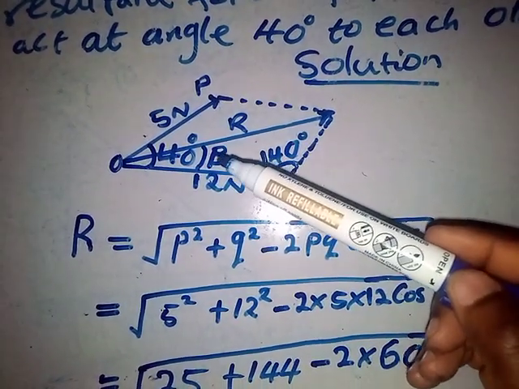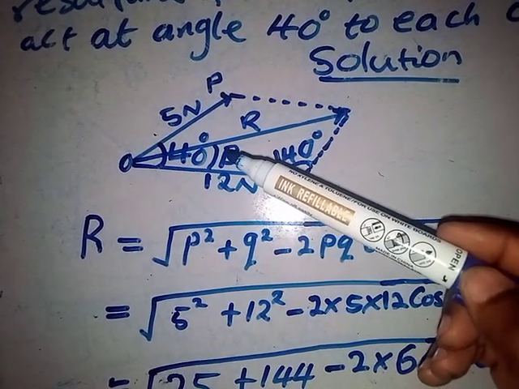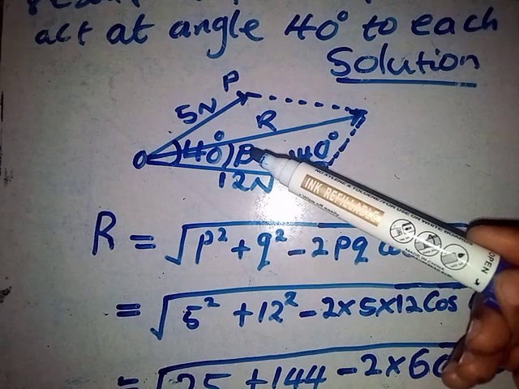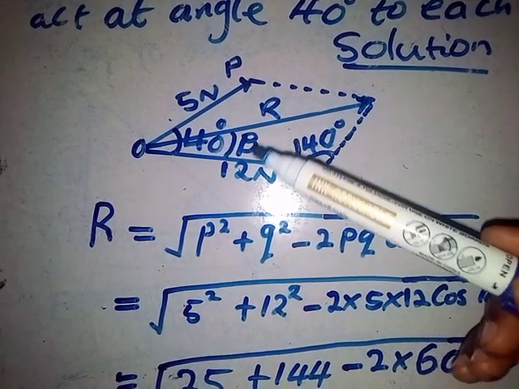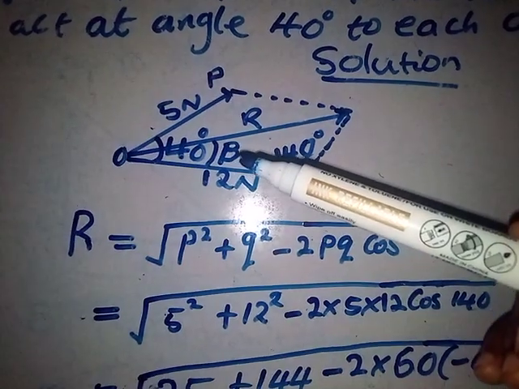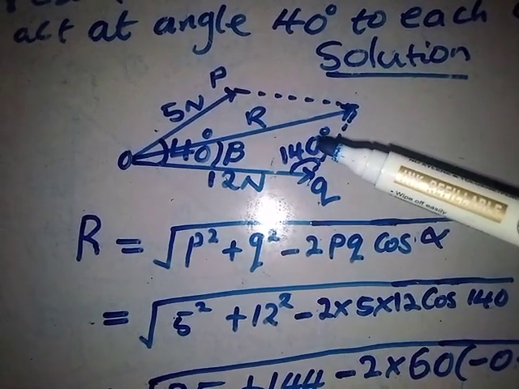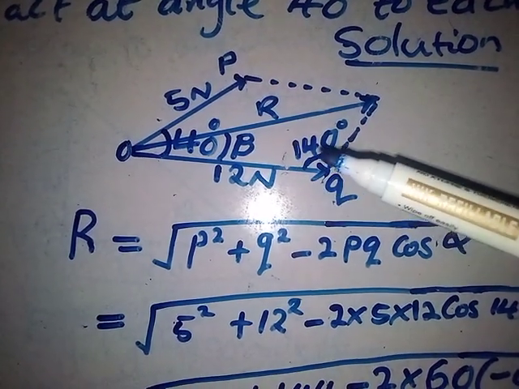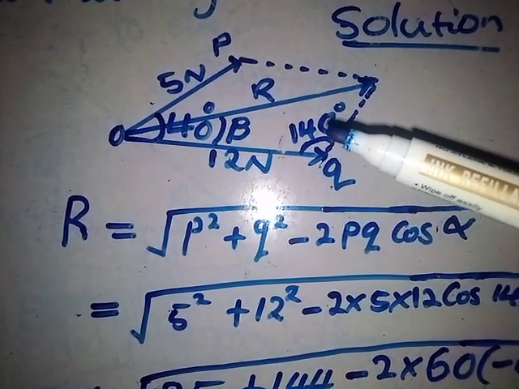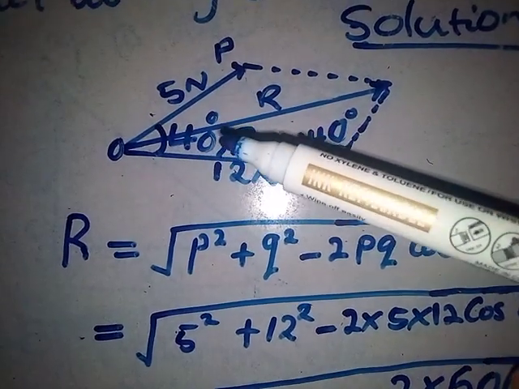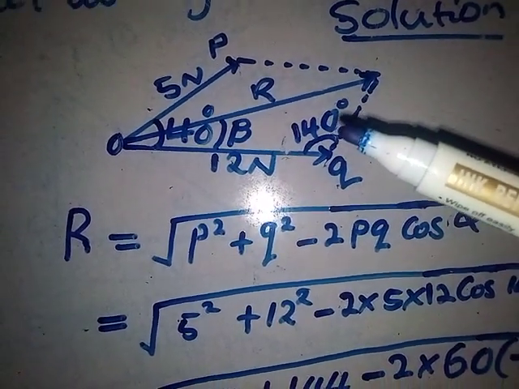Well, how do we get this? We are going to be looking at the angle of the resultant. That's the direction of the resultant force, and I denoted that direction as beta. Then here we have 140. How come 140? The 140 here is the supplement of the given angle, which is 140.